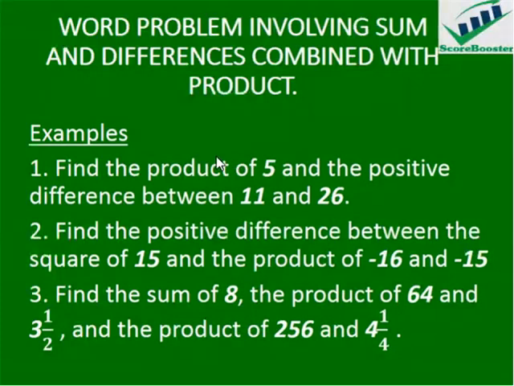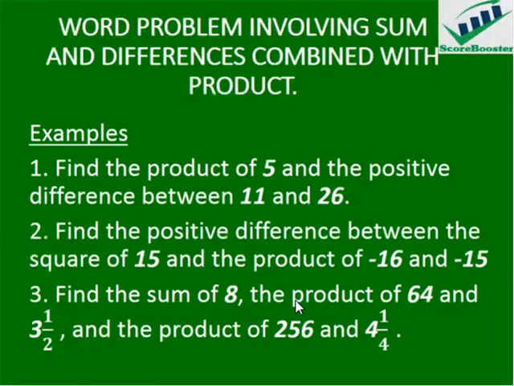You can see here we have products and difference. Also here we have products and difference, but here we are going to have products and sum. So it says find the sum of 8, that's one of the numbers, the second number is the product of 64 and 3 and a half, and the third number is the product of 256 and 4 whole number 1/4. So what you do here is find the sum of 8, the product of 64 and 3 and a half, and the product of 256 and 4 whole number 1/4. That is how to interpret the problem.